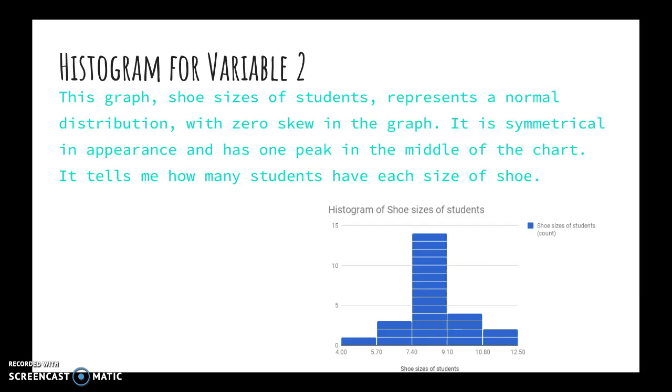Histogram for variable 2. This graph, shoe sizes of students, represents a normal distribution. With zero skew in this graph, it is symmetrical in appearance and has one peak in the middle of the chart. It tells me how many students have each size of shoe.